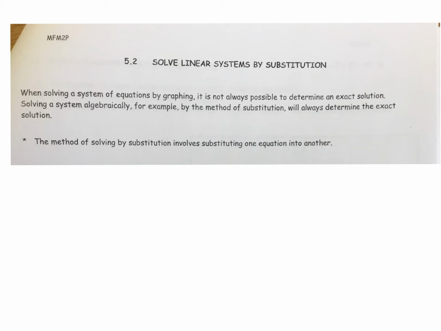We're still continuing to look at solving linear systems. Who remembers what a linear system is? Two or more linear equations. What does it mean if you're solving it? What are you finding?